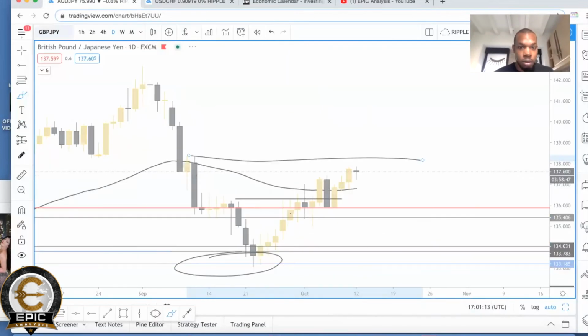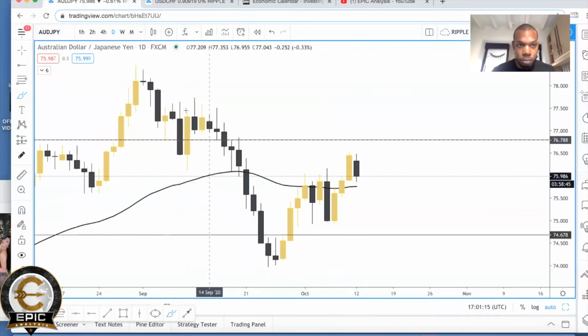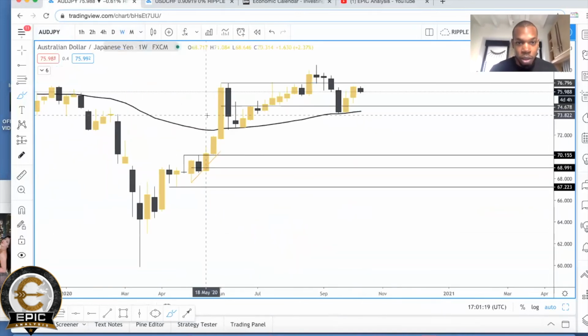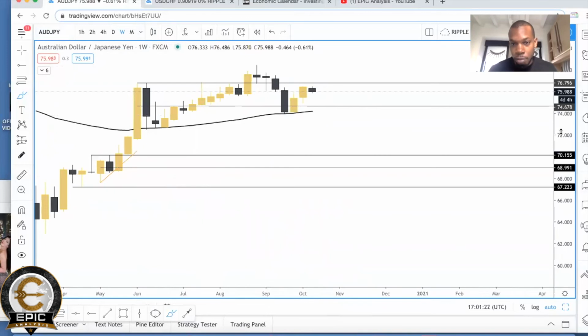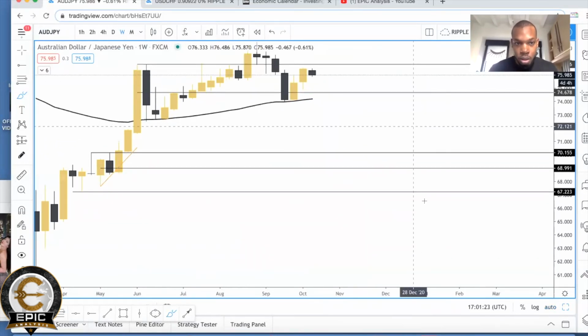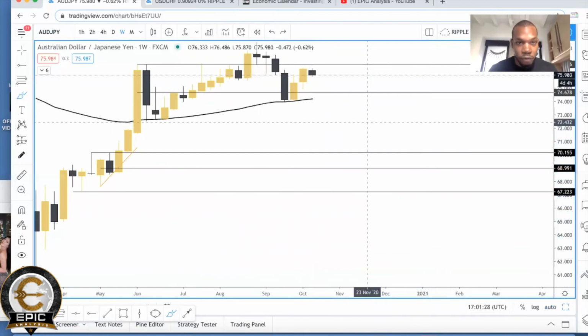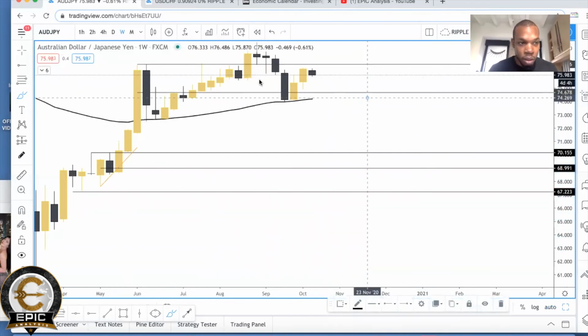AUD JPY. So AUD JPY, if you look at this on a weekly time frame, it's another pair that looks kind of weird. Honestly, I feel like a lot of people, and even right now, it's kind of too early to say so, but I feel like a lot of people are looking at sales on this, and for some reason, to me, it looks more like a buy. Like the momentum looks more bullish to me.